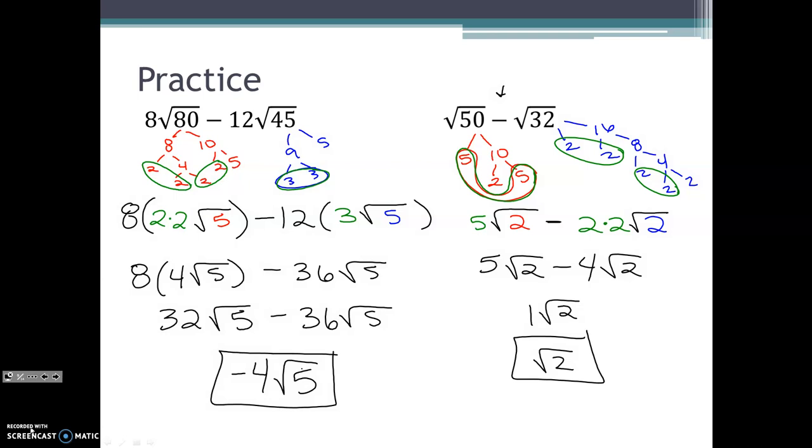Okay? But that is how we combine like radicals and the types of problems you guys should be prepared for. Last video we have is on multiplying radicals.